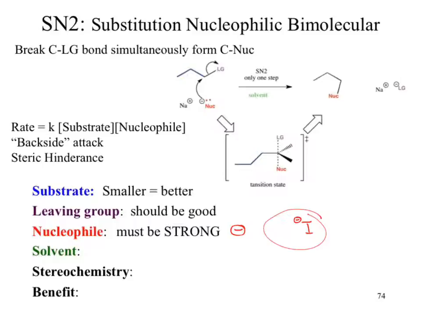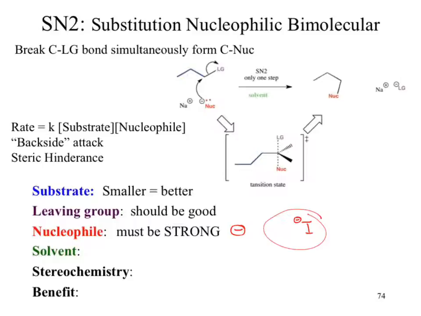In SN1, we wanted it to be protic so it stabilized a carbocation. Is there a carbocation? No. So we can't use that as our reasoning. So why not the other extreme, our nonpolar solvent? What charge is our nucleophile? Negative. Is that going to dissolve in a nonpolar system? No. So nonpolar doesn't work.